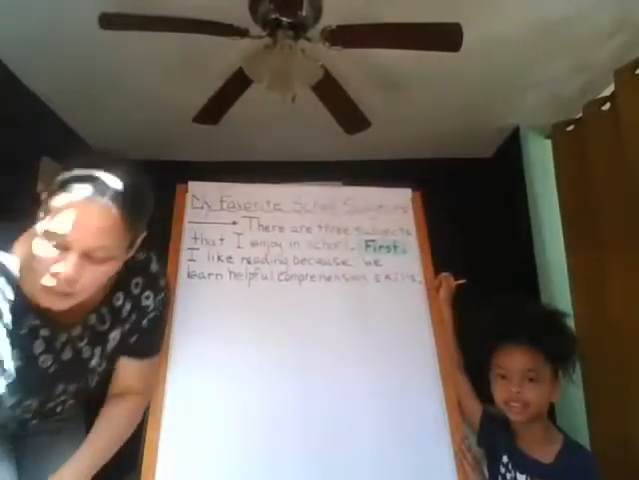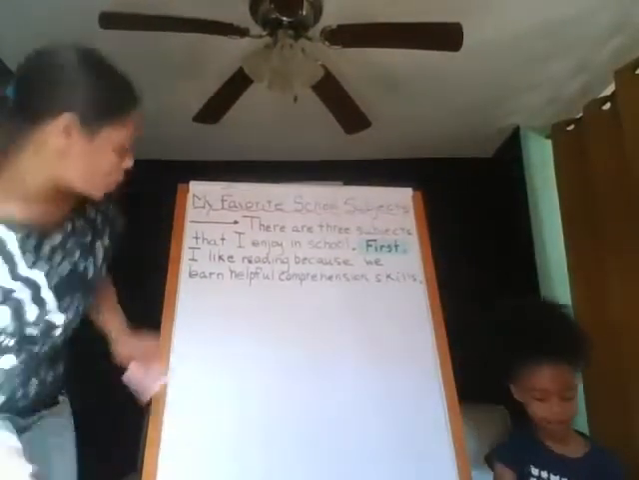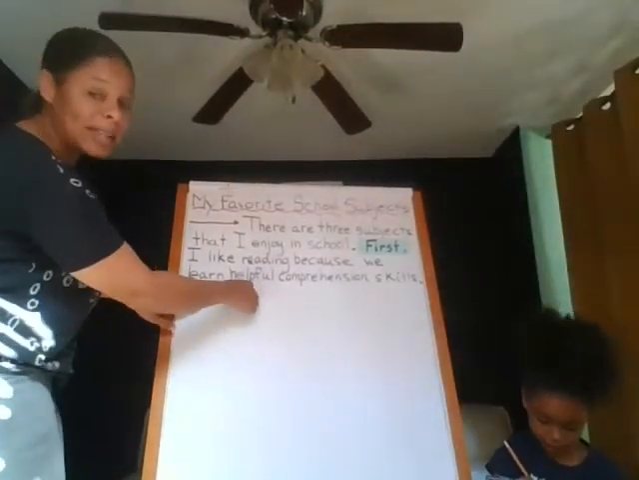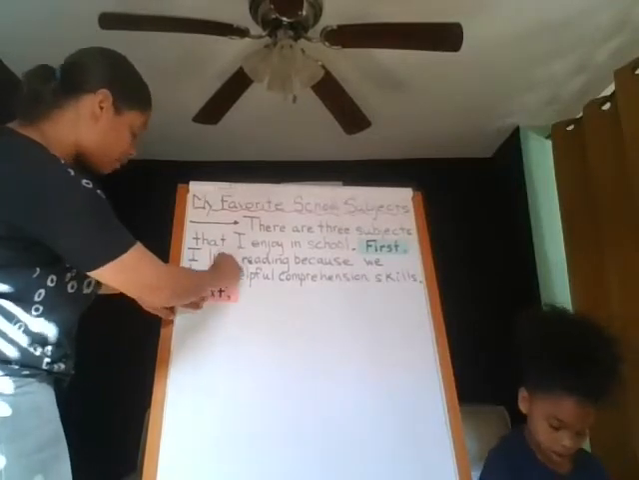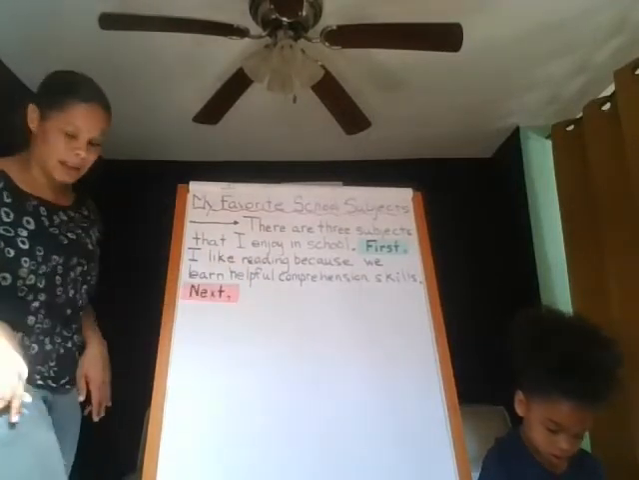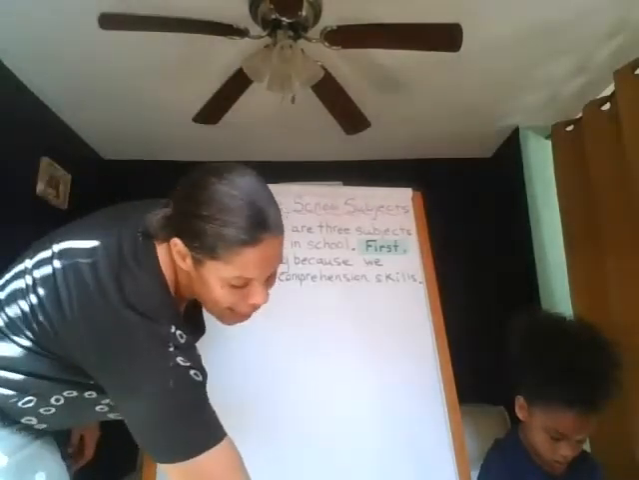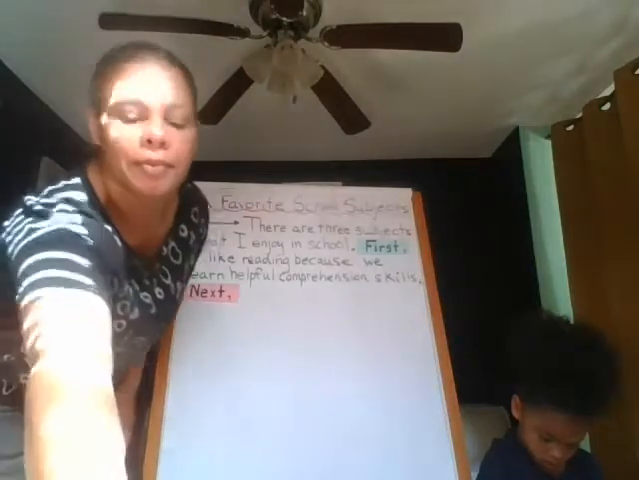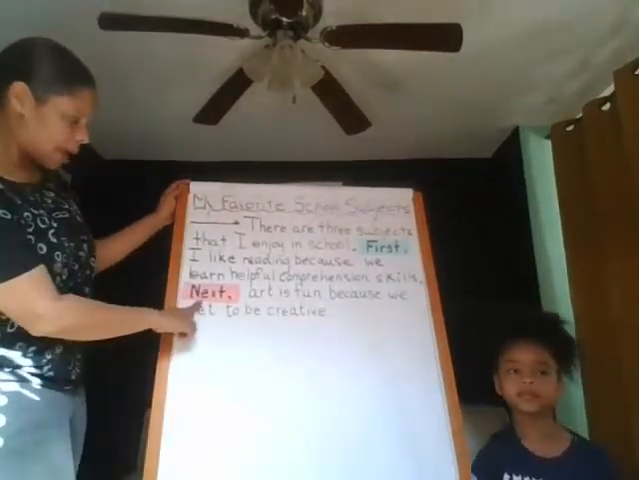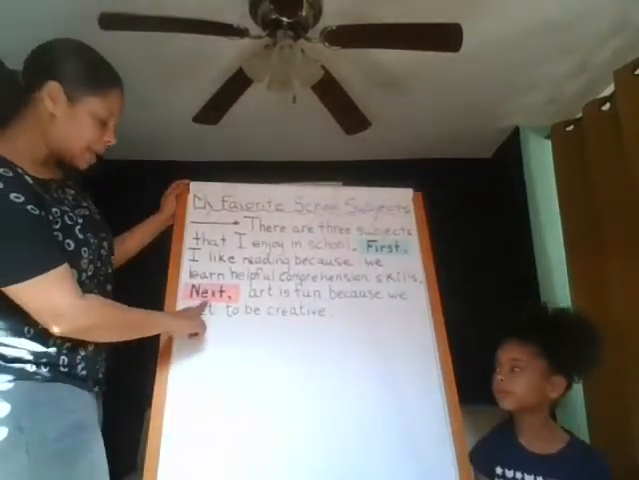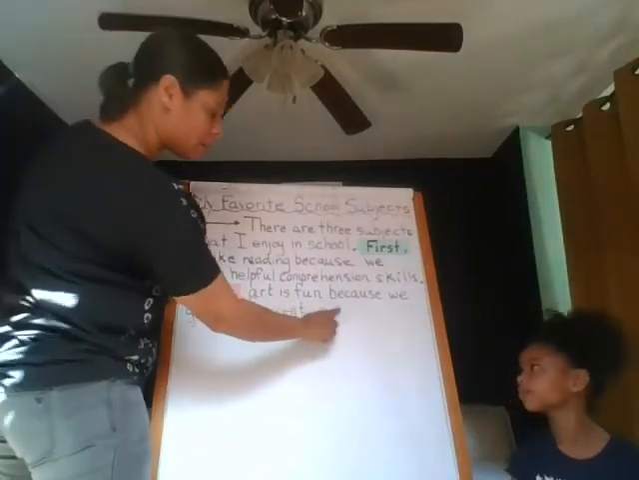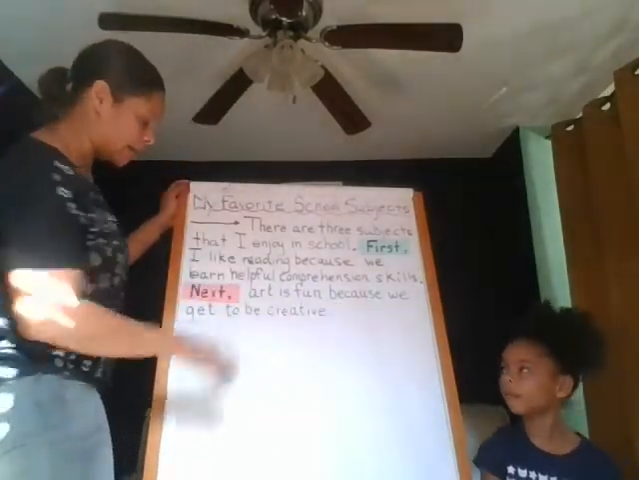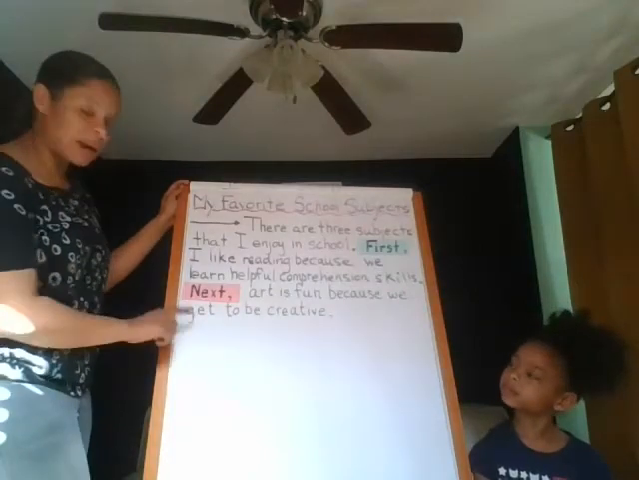So we're going to use the transition word next. So I'm going to put next right here. We don't have to indent. We only indent at the beginning of a paragraph. Coming right to the next line. So, next, art is fun because we get to be creative. Okay, so here we have our third sentence, second detail. Next, art is fun because we get to be creative. So put me on pause and you can write that down.